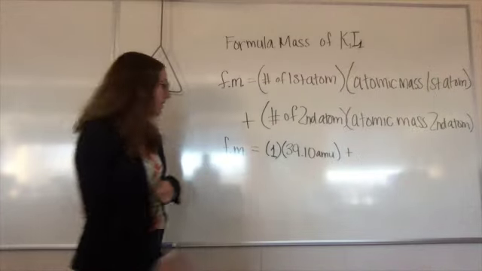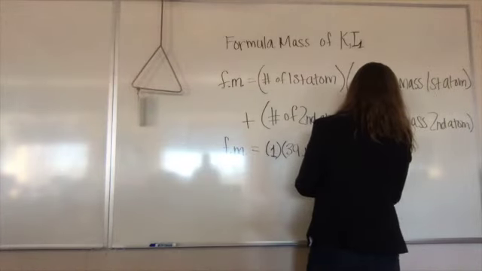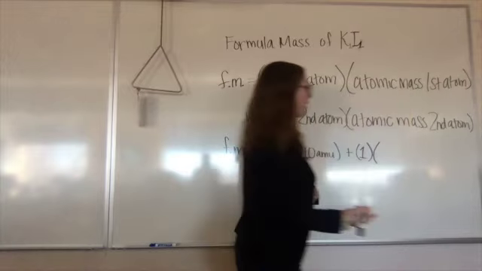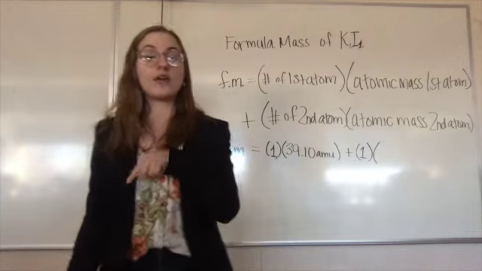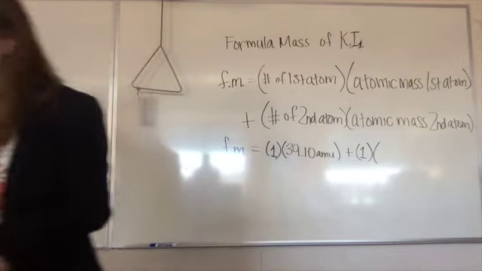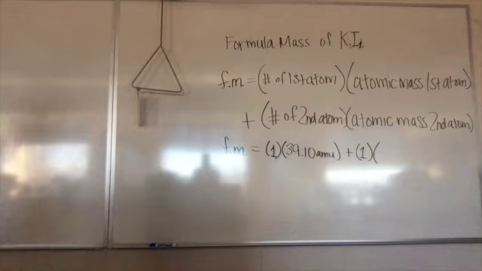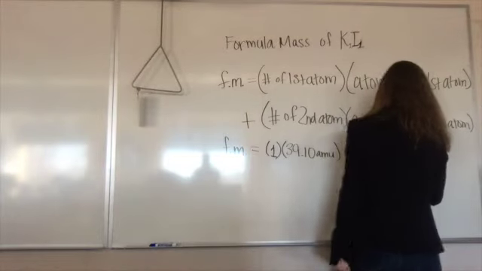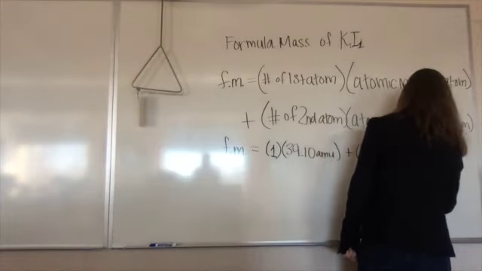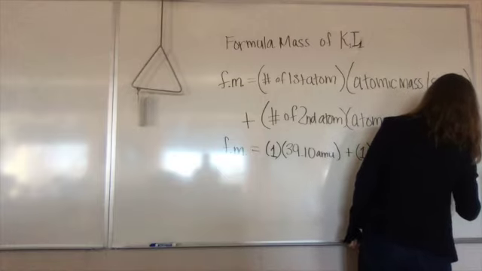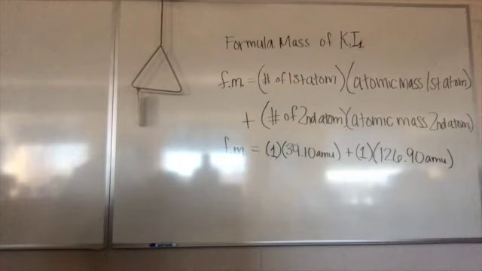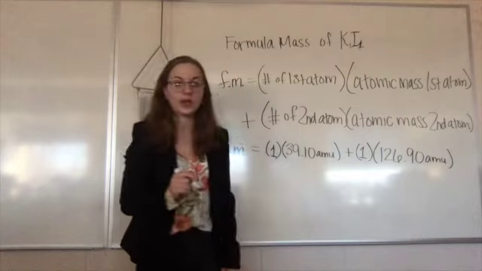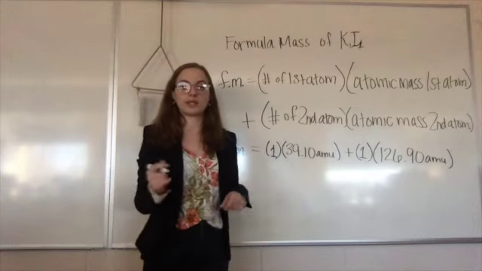So I'm going to take 1 atom, and then I'm going to multiply that by the atomic mass of iodine. Again, I'm going to go to the front cover of your textbook for the periodic table, and it says that my atomic mass of iodine is 126.90 AMU. Let me double check that number. So that's 126.90 AMU. From here, we have some pretty simple math to do.